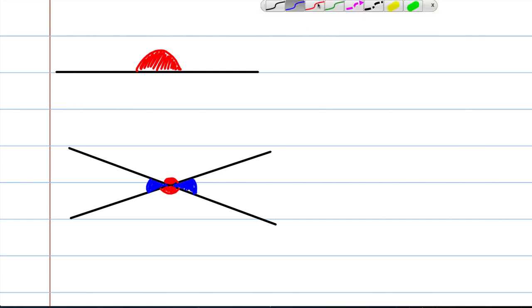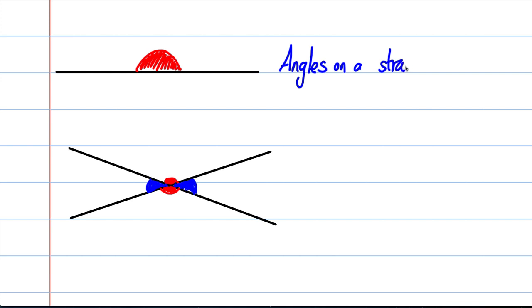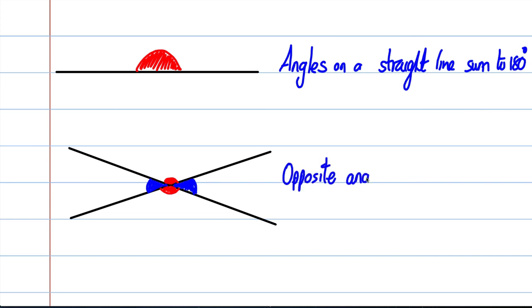This picture is telling me a rule I need to know, and it's that angles on a straight line sum to 180 degrees, or add to 180 degrees. So we just need to know that. This next one is telling us that opposite angles are equal. Again, another thing we must know. So this one and this one are equal, and these two are equal because they're opposite. A principle we need to know.